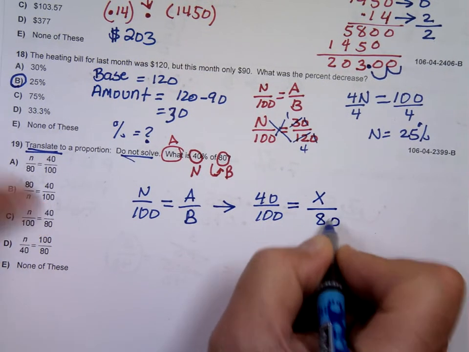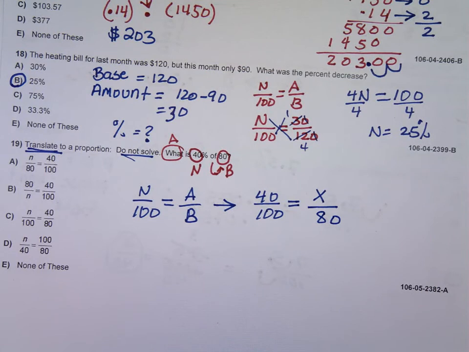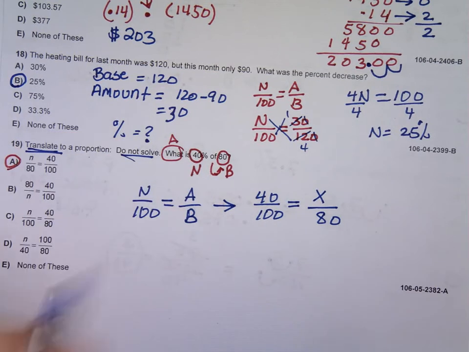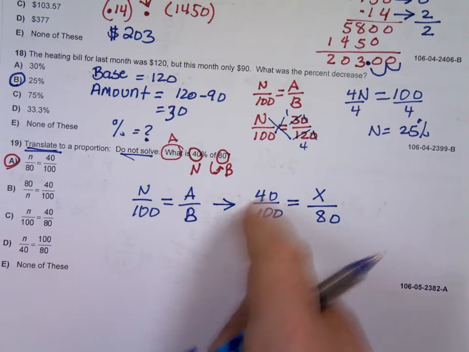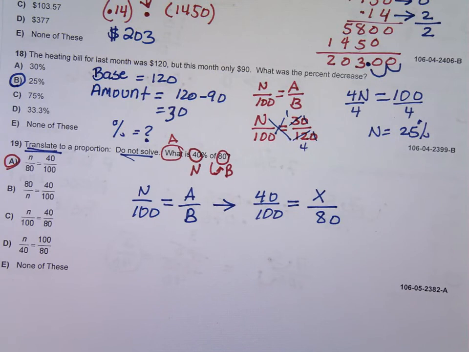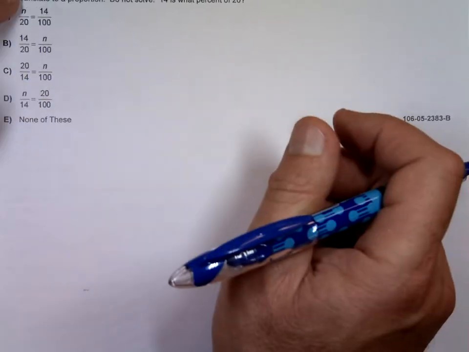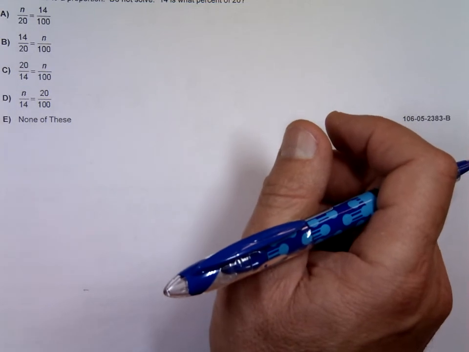Do we have one that looks like this? I think it's A, isn't it? Just backward. They just put this one on this side, this one on that side. Doesn't matter which side you put them on. And the last one. Translate to proportion. Do not solve. Just translate.